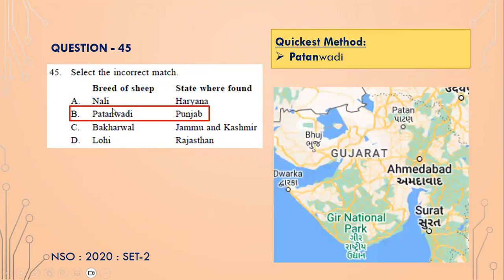Select the incorrect match. Patanwadi is from Punjab is incorrect. Patanwadi is from an area in Gujarat called Patan. So that's why the sheep is called Patanwadi.